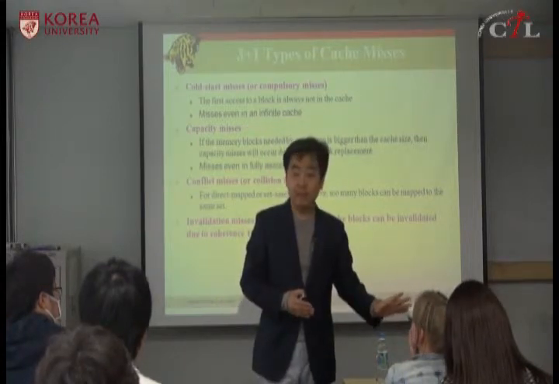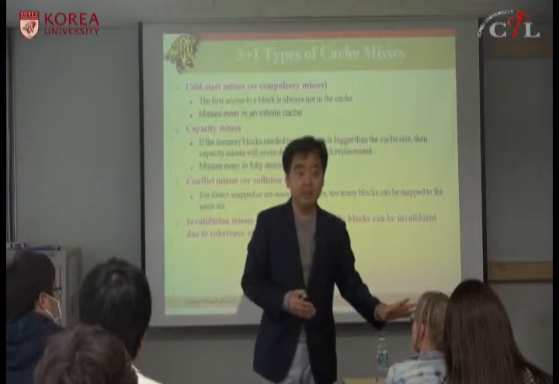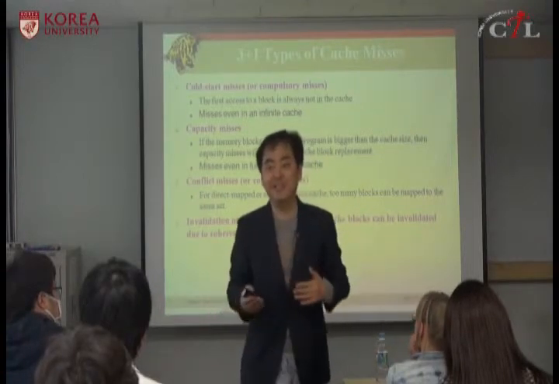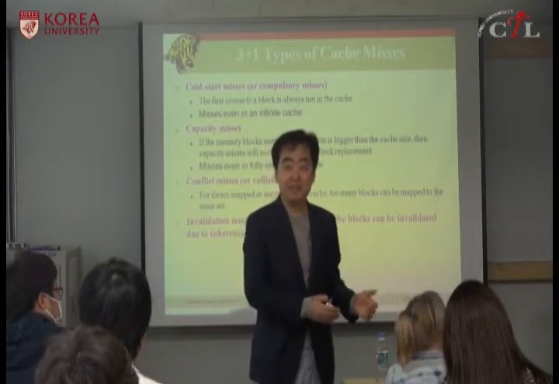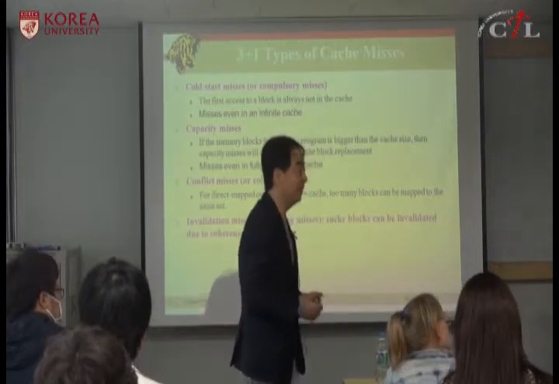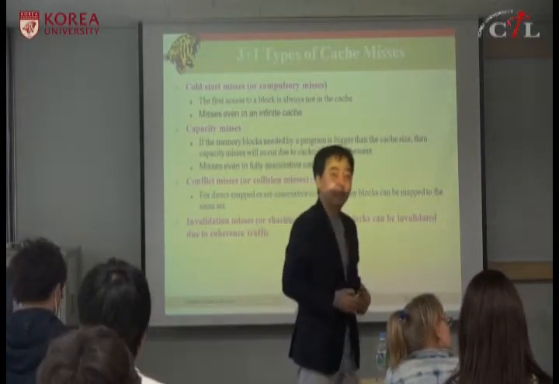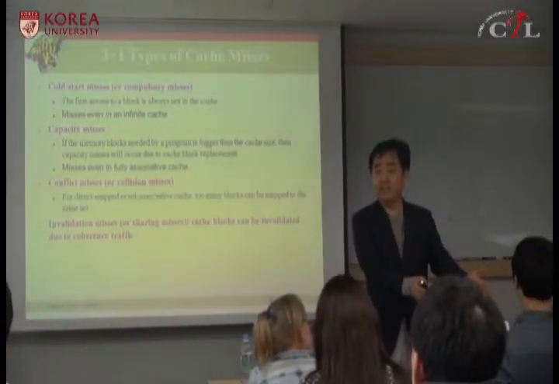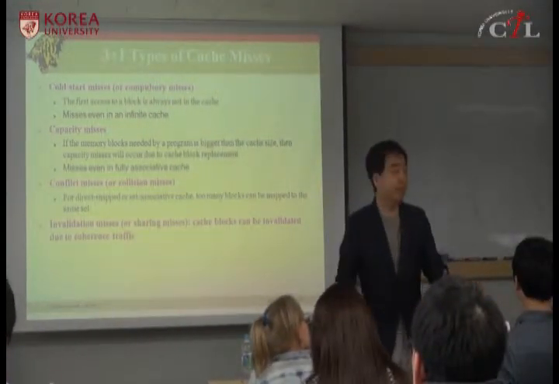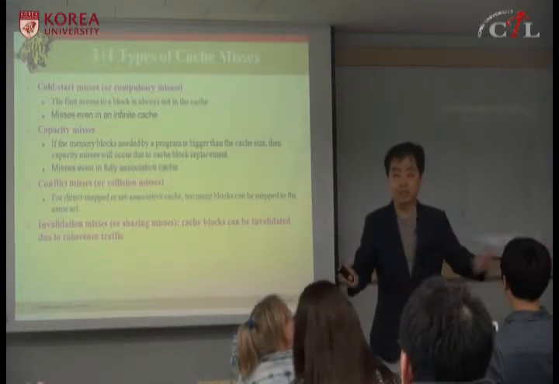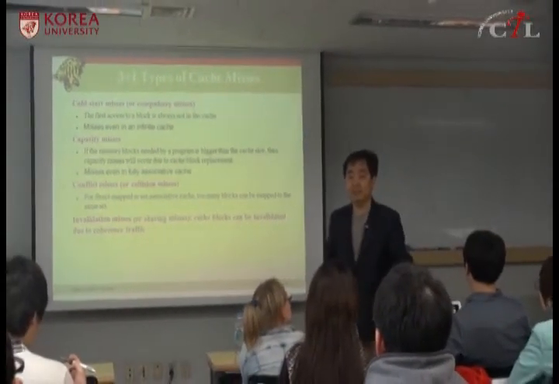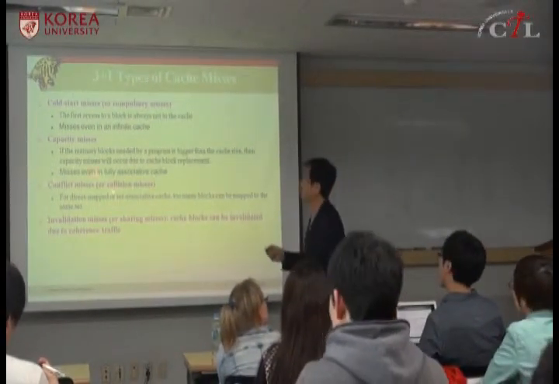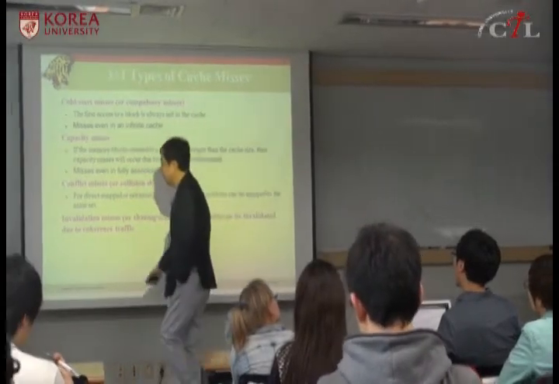If this is full, then you have to evict this one, and you have to go in there. This is called conflict miss. If you allow two-way set associative cache, it may still stay there. If you allow fully associative cache, you can stay anywhere. So this is called conflict miss.